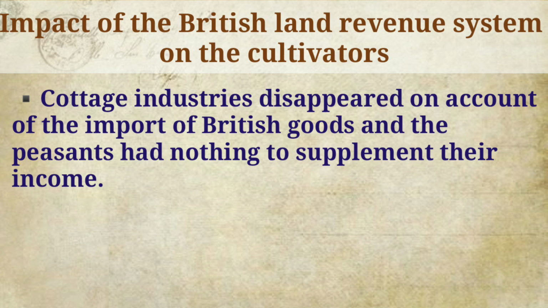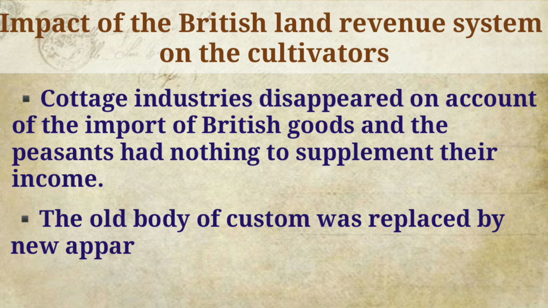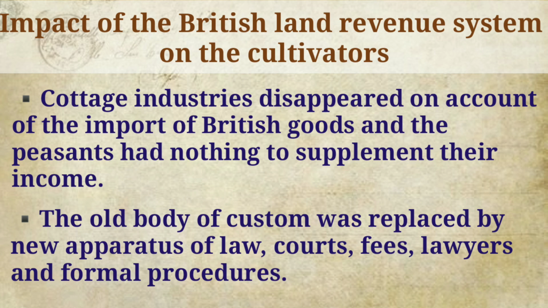Is it clear? Next, the old body of custom was replaced by a new apparatus of law, courts, fees, lawyers, and formal procedures. Children, before the British came into India, the law and order issues were solved within the villages. It was entirely a private issue and there were no formal procedures. But after the British came into India, a new apparatus of law, courts, fees, lawyers, and formal procedures were followed.